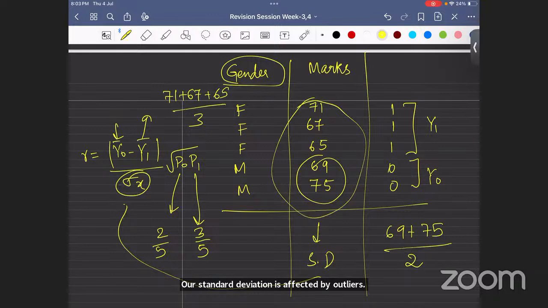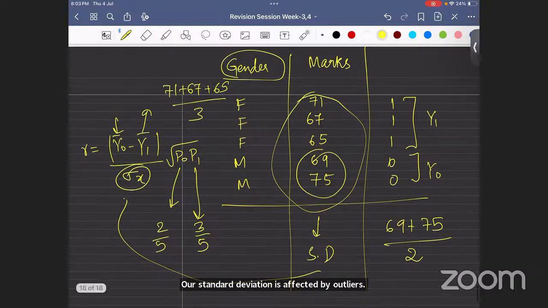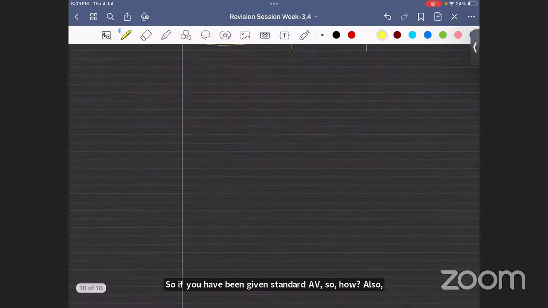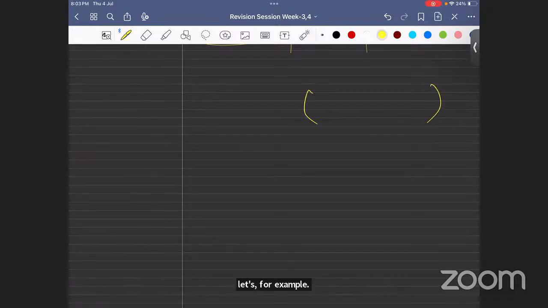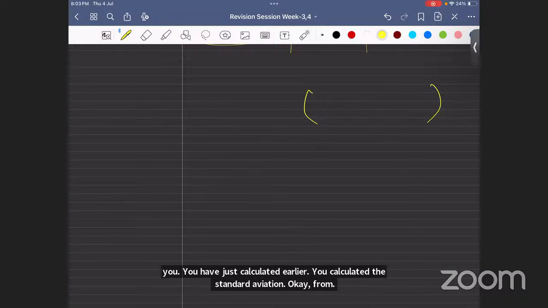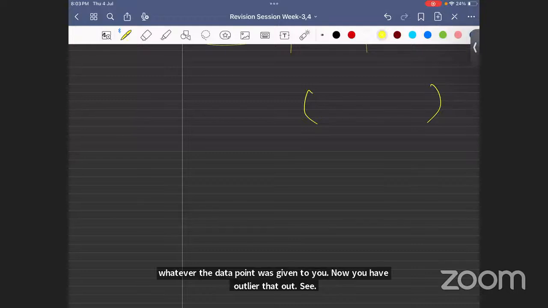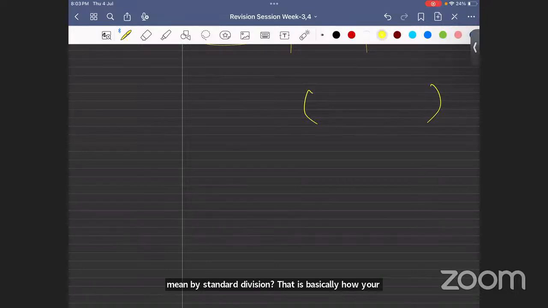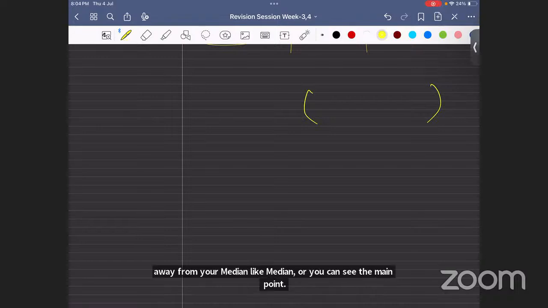Okay, so this is simple, right? Let's say you have calculated the standard deviation from whatever data points were given to you. Now you have an outlier. Which type of outlier it is, whether it's a very large outlier or what. If you have a very large outlier, your deviation will be heavily impacted. See, what do you mean by standard deviation? That is basically how variable your data points are, how far your data points are from your median, or you can say the mean point. This is what you calculate in the standard deviation.